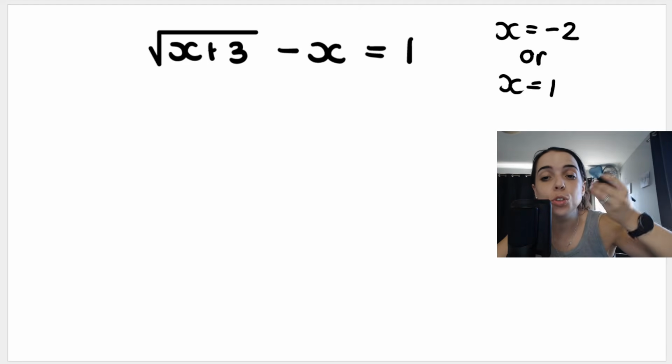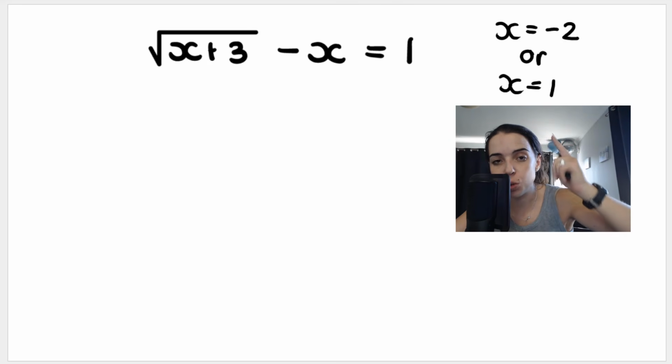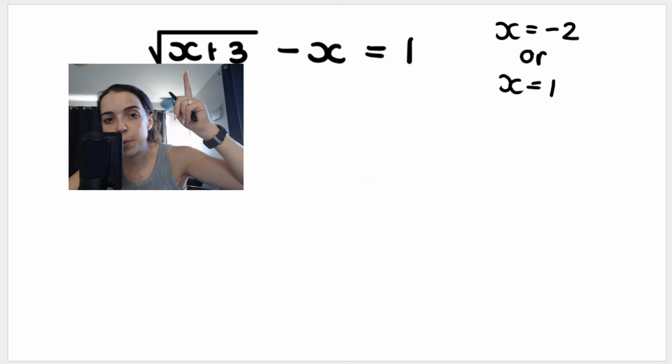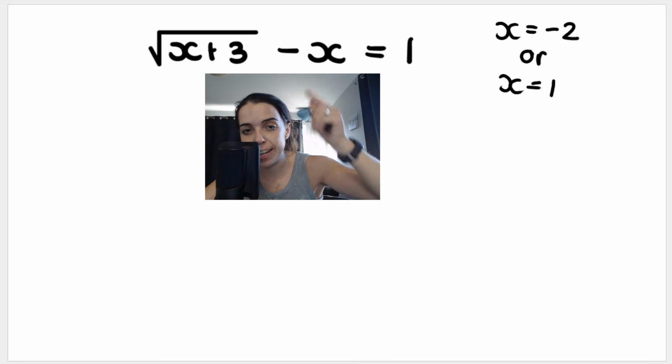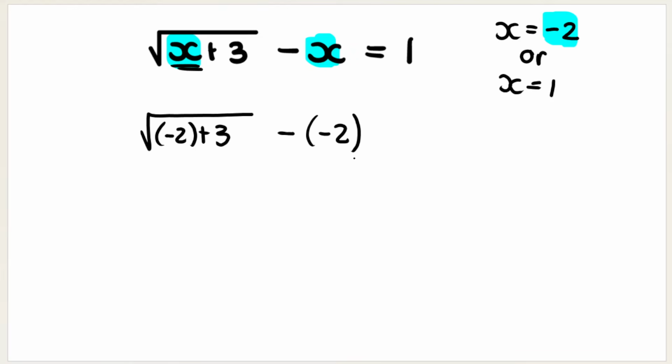So according to my solving, there are two solutions, x is -2 or x is 1. We need to test if this works, so we take -2, and everywhere where you see an x, you place -2. You can do this on your calculator. You don't actually have to do it on paper, but I'm obviously going to do it on paper just to show you what I mean. So in the place of x, we're going to put -2. So we're going to do it like this, -2 plus 3, and then minus -2.